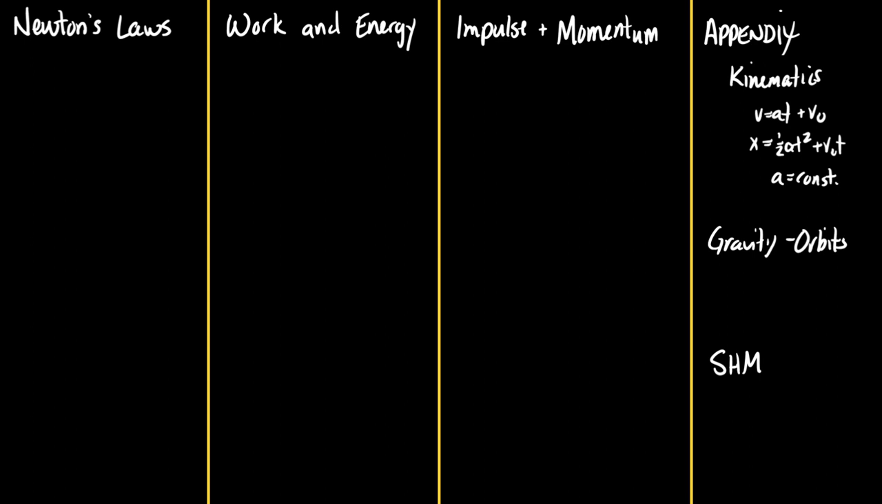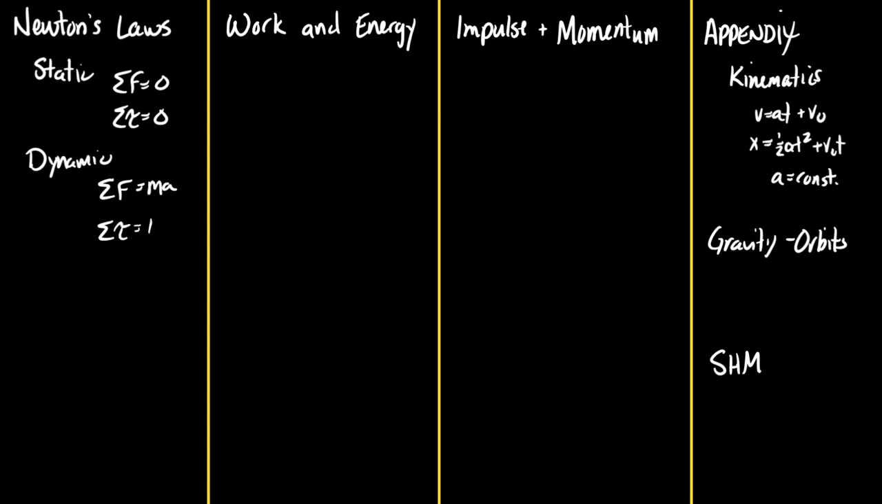So let's start with Newton's laws. There's 2 parts to Newton's laws. Things that are static, where net force and net torque equals 0. And there's things that are dynamic, where net force equals ma, or net torque equals I alpha.